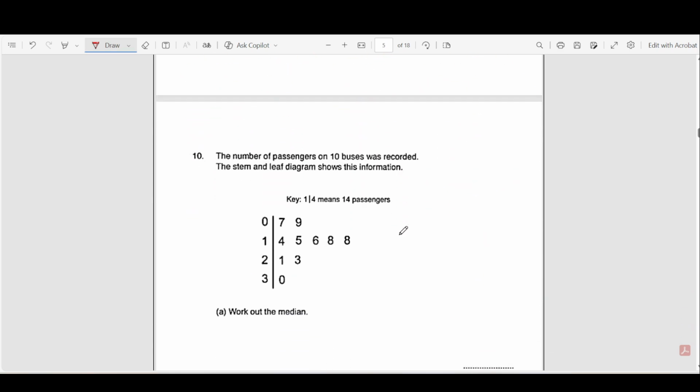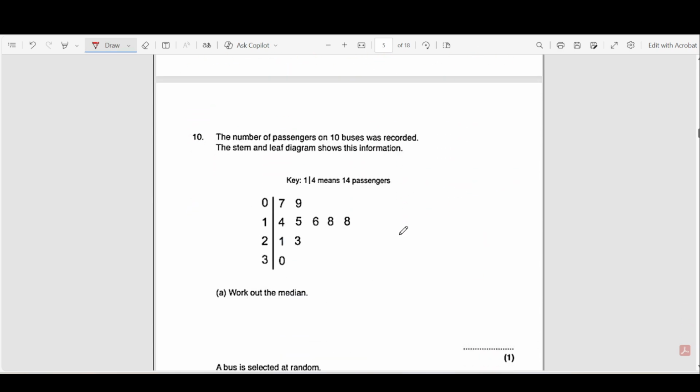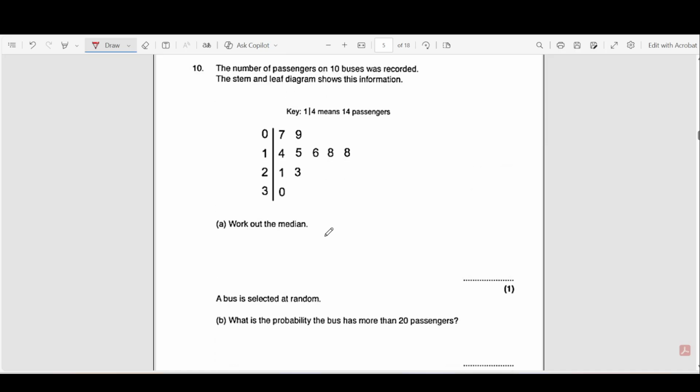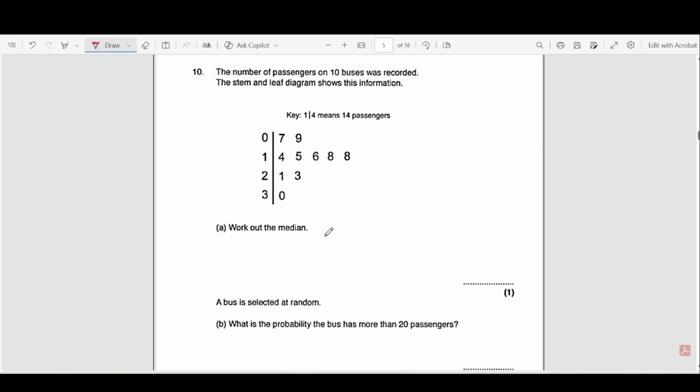so let's go to next number, question number 10. Okay, 1 minute. Yeah, so a number of passengers on 10 buses were recorded, and the stem leaf diagram is showing here this information. Okay, so this is what we have. It says work out the median.